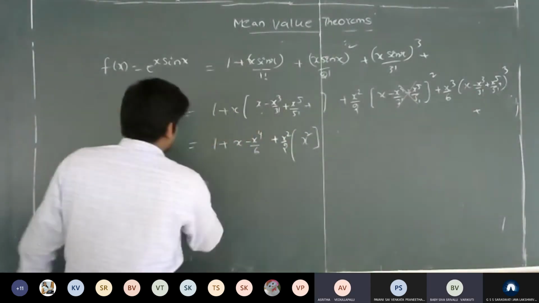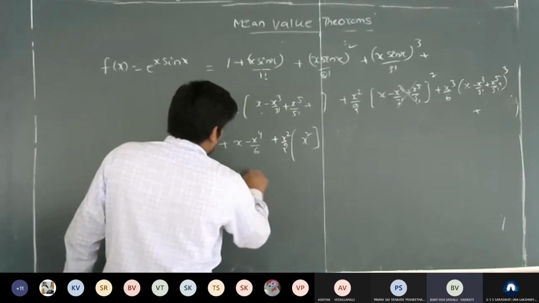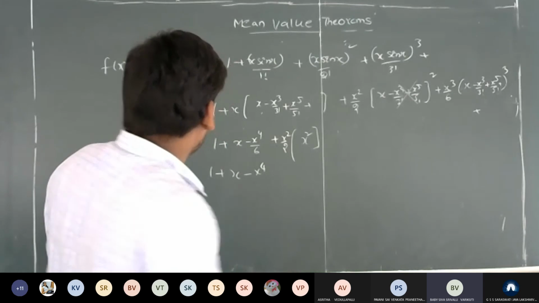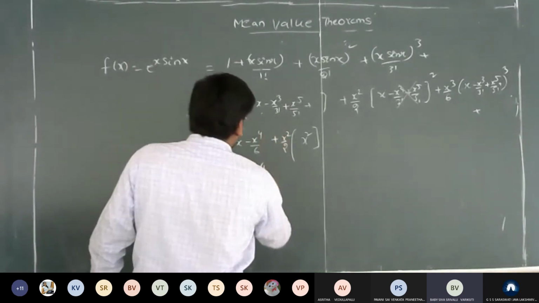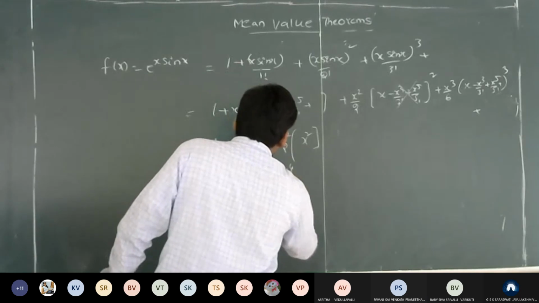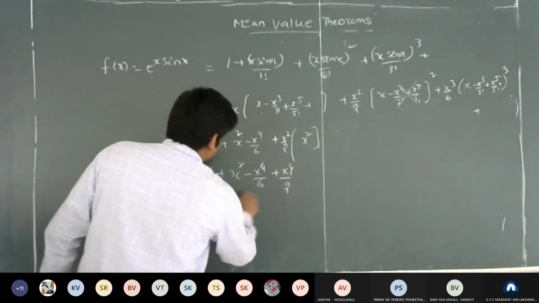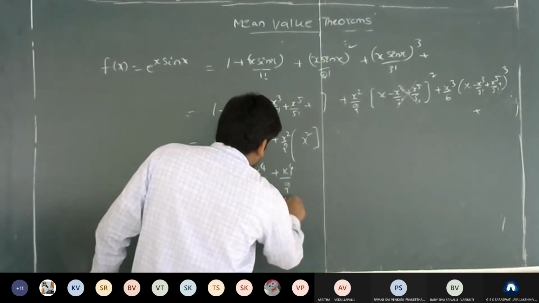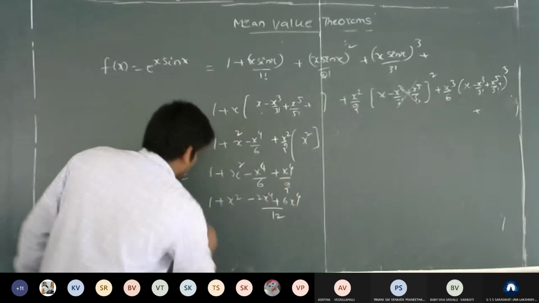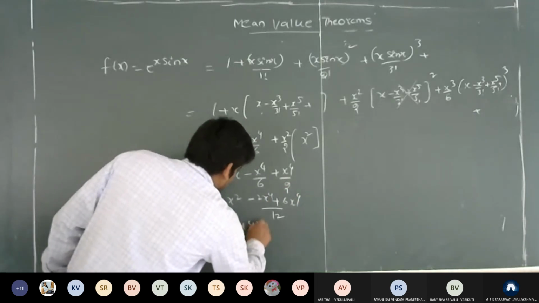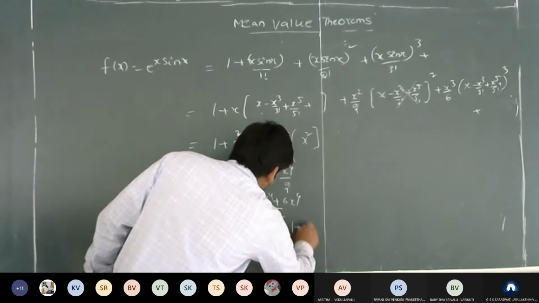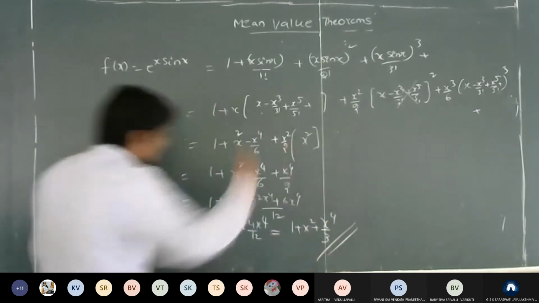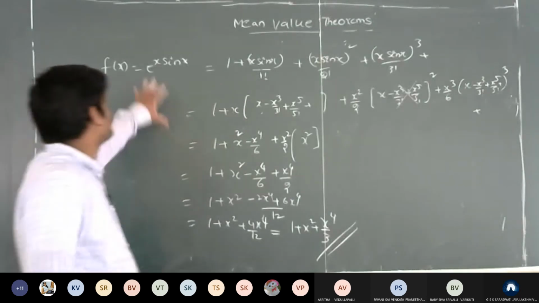Therefore, 1 plus x square. Sorry, first term: x power 4 by 6 plus x power 4 by 2. So that is equal to 1 plus x square, minus 2x power 4 plus 6x power 4 by 12, which is equal to 1 plus x square plus 4x power 4 by 12. So that is equal to 1 plus x square plus x power 4 by 3. So this is the correct exact expansion of this function.